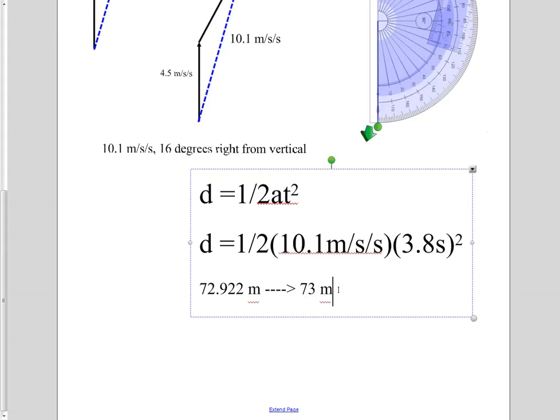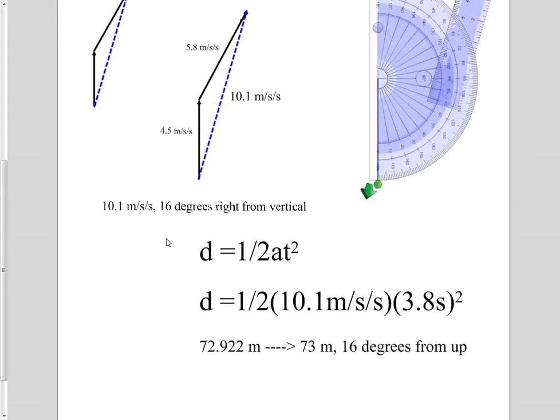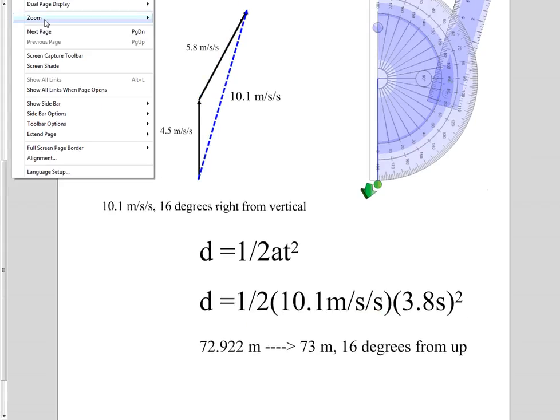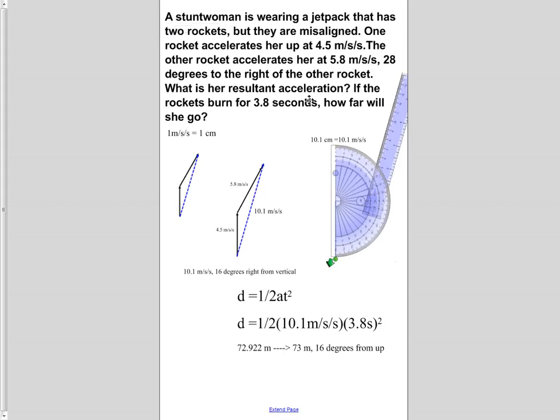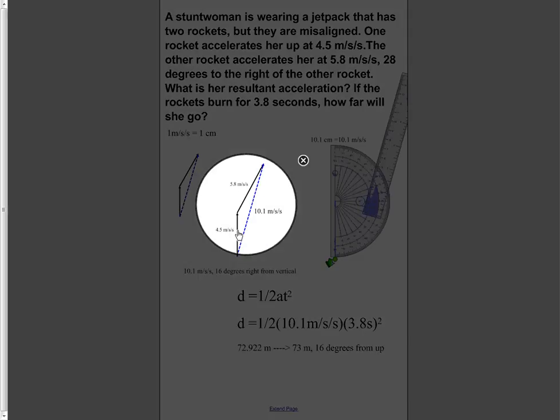And if we had asked for her displacement instead of just how far, we could also add on that she will end up being 16 degrees from vertical, since she's accelerating in that direction, she's going to end up moving in that direction since her original speed was 0. What I really want you to take from this problem, let's zoom out and look at the whole page, is that if we have a problem where two accelerations are happening simultaneously to an object, we can use a vector problem to take those two accelerations and find her actual acceleration.